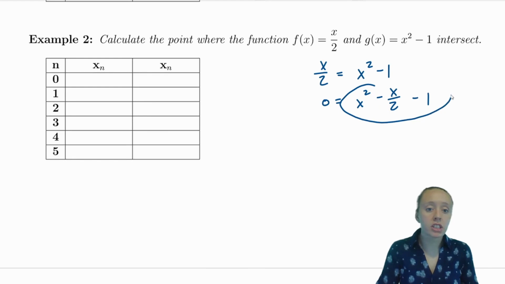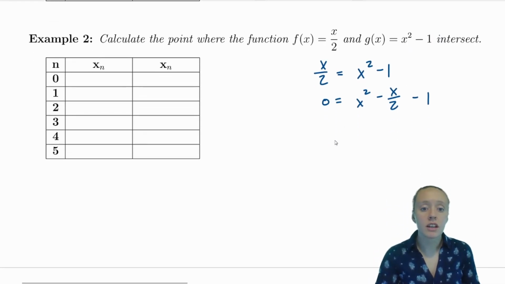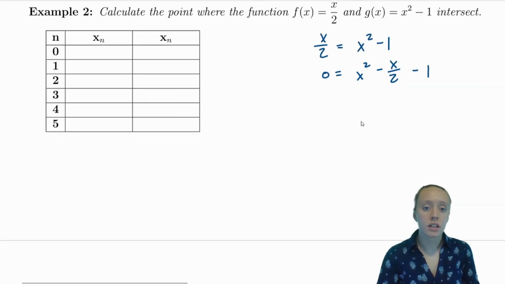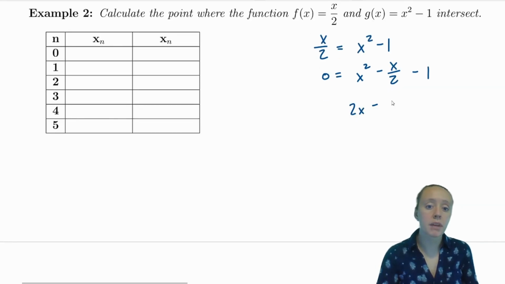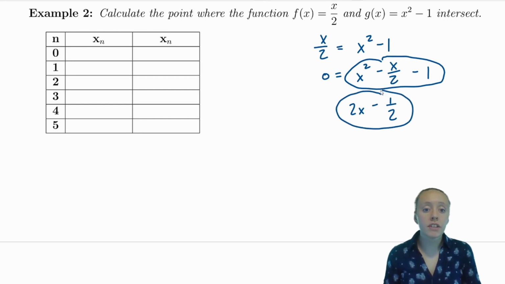This is my function value that I'm using. So if that is my function value I'm using, then its derivative is going to be 2x minus 1/2, and then the 1 goes to 0. So I'm going to use my function of x squared minus x over 2 minus 1 and my derivative.